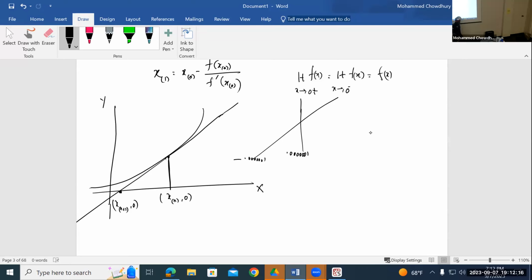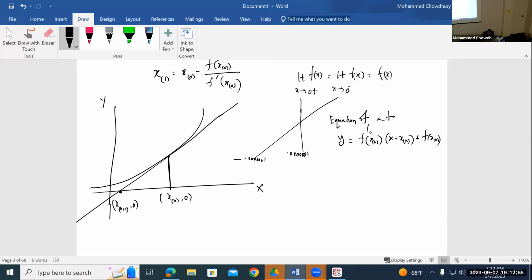And this is the tangent. Tangent has an equation. What is the equation? Equation of the tangent is this. Y equal to, this is the 12th grade math now I am writing, f prime of xn times x minus xn plus f of xn. This is the equation of a tangent.